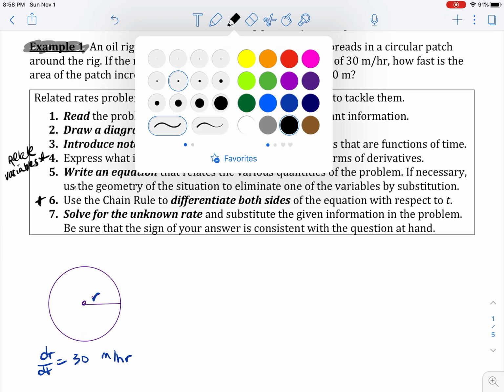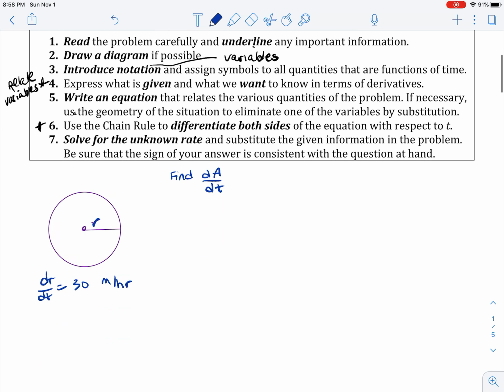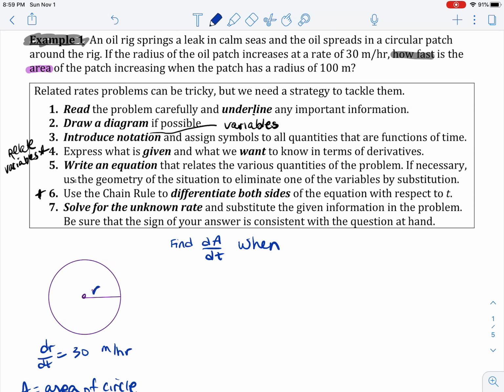Good. And then it's asking me how fast. Whenever you see something that says how fast, that's asking you to find another rate. Good. So how fast is the area of the patch increasing when the patch has a radius of 100 meters? So they're asking find dA/dt, if we define A to be the area of the circle, right? So they're asking find dA/dt when r is equal to 100 meters.